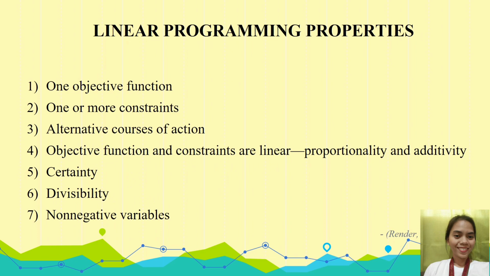Now, there are 7 linear programming properties. Number 1 is that linear programming should have one objective function. Number 2, there must be one or more constraints. Number 3, there must be alternative courses of action. Number 4, objective function and constraints are linear, proportionality, and additivity. Number 5, certainty. Number 6, divisibility. And number 7, non-negative variables. We will discuss each of the properties in the next slides.